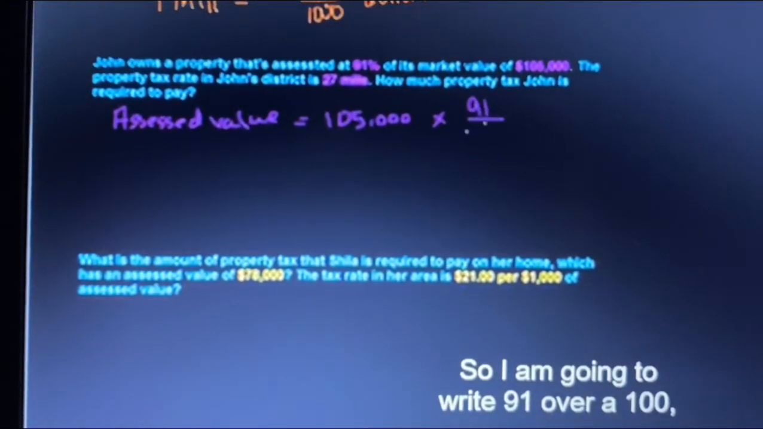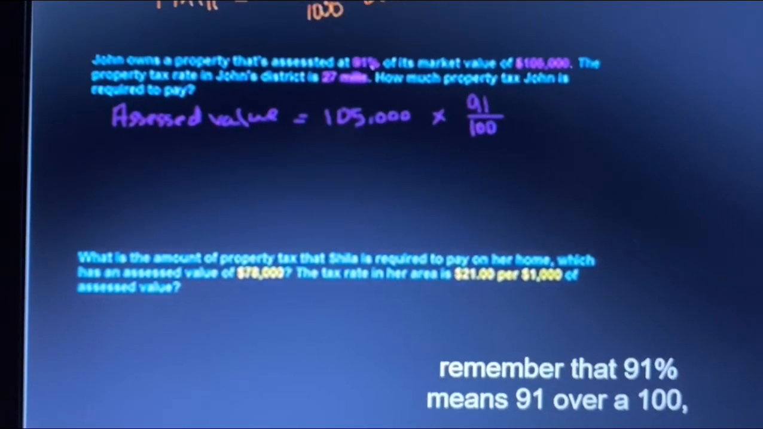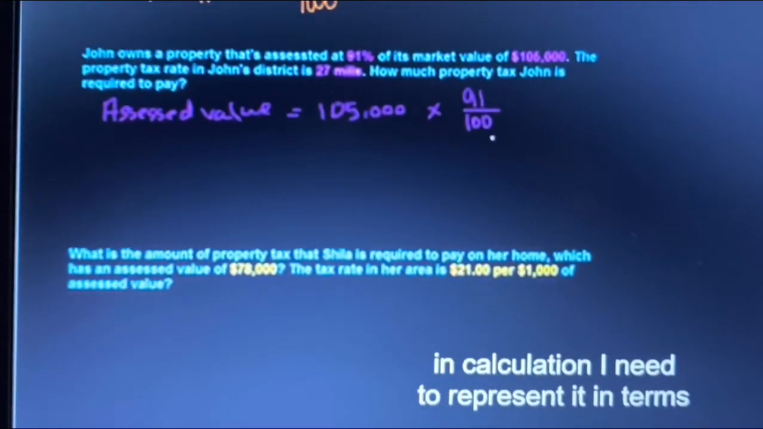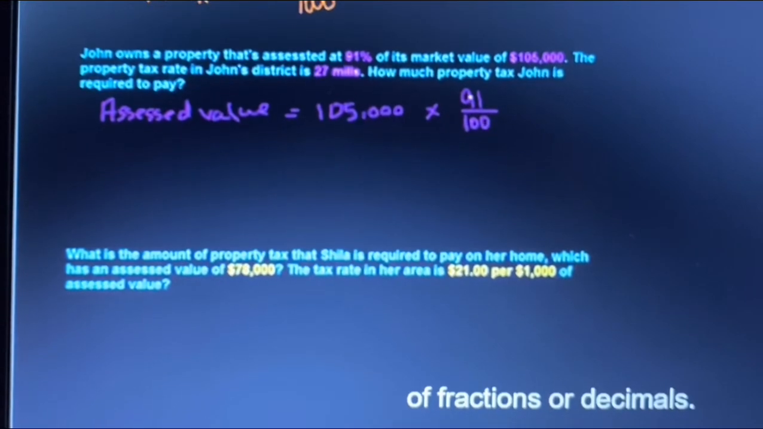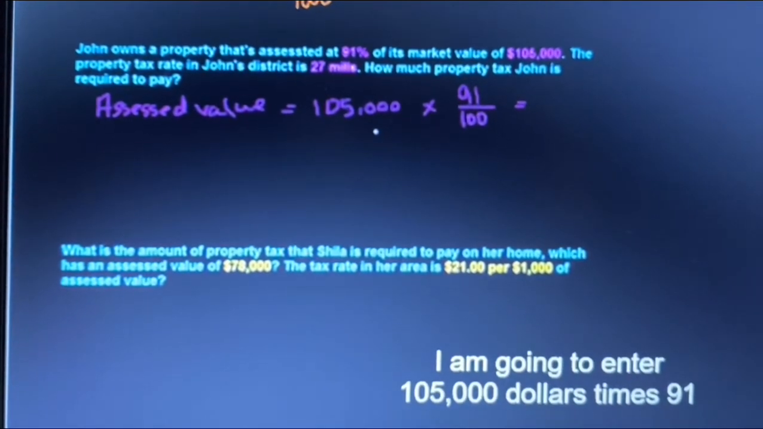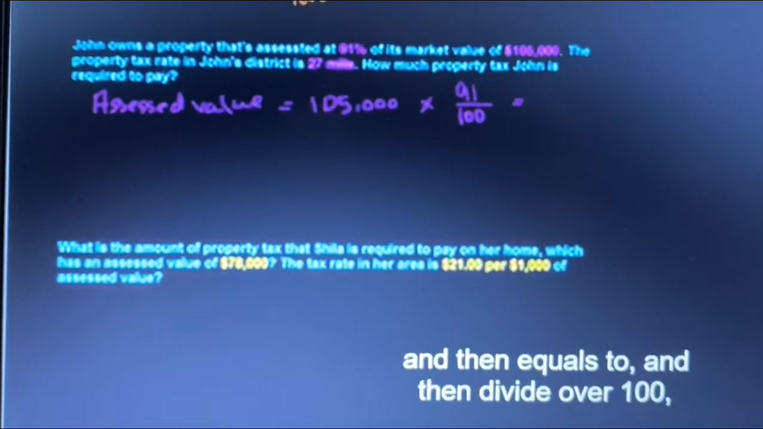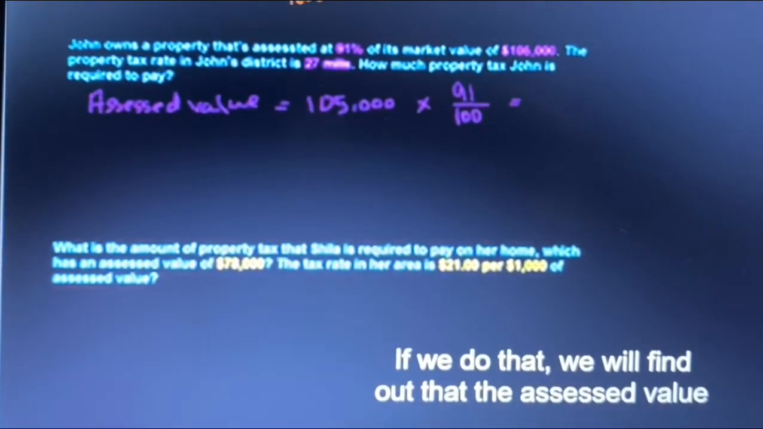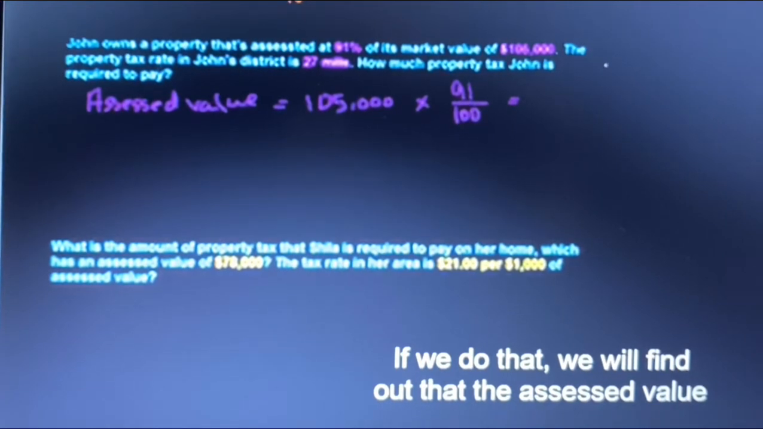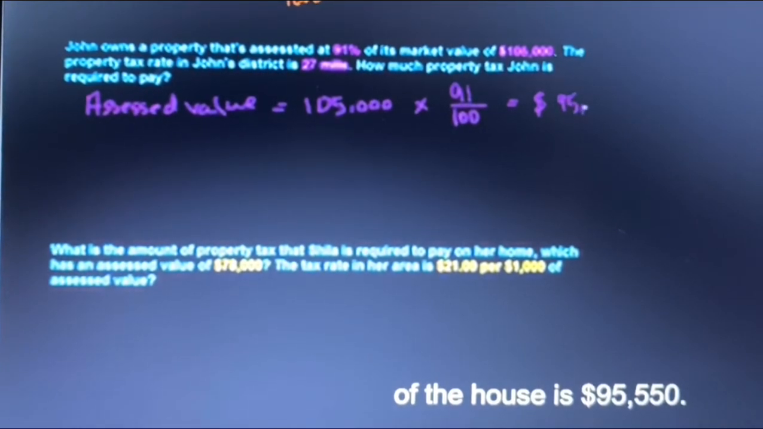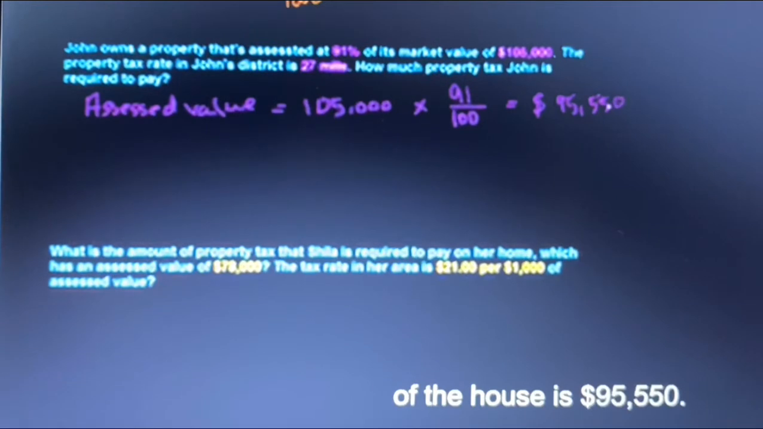So I'm going to write 91 over 100. Remember, 91% means 91 over 100. If I'm going to do some calculations, I have to represent that in terms of fractions or decimals. So on the calculator, I'm going to enter $105,000 times 91 and then equals, and then divide by 100 and then equals. If we do that, we will find out that the assessed value of the house is $95,550. This is the assessed value.